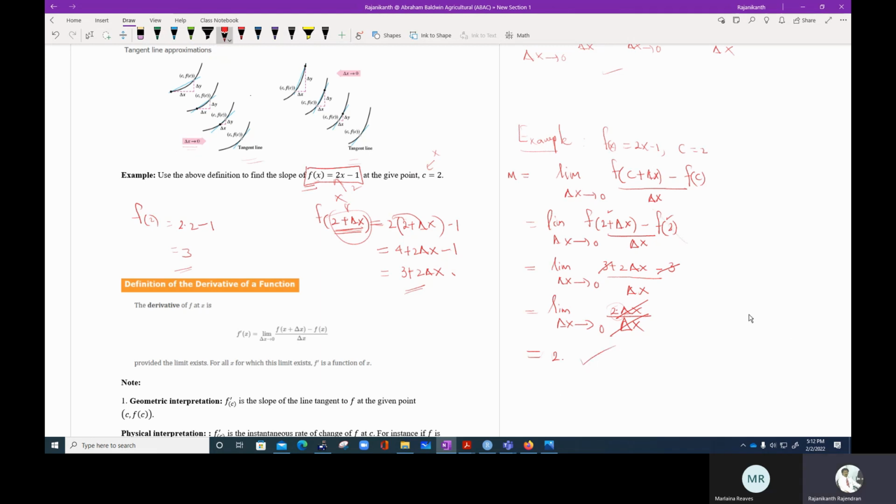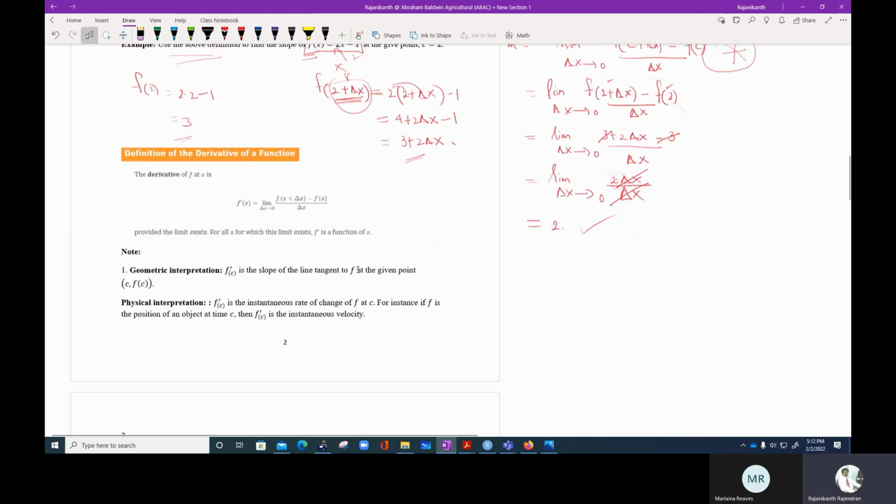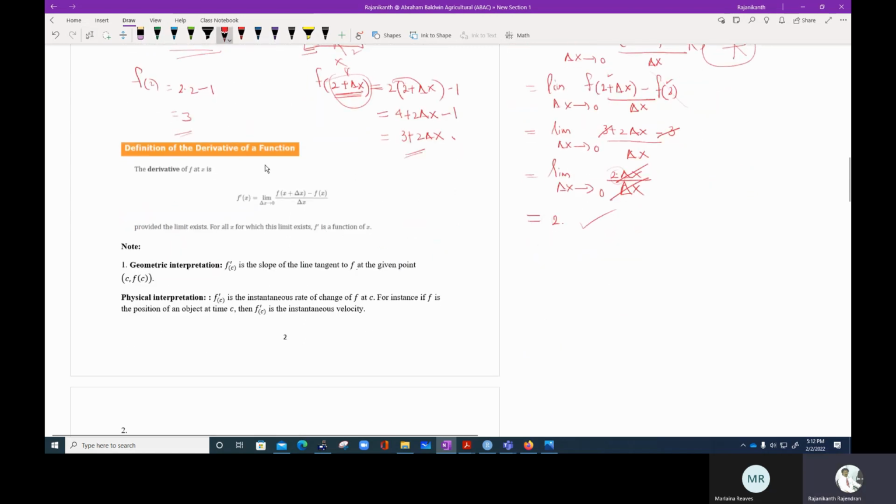Okay, correct answer. So, if you are asked to find the tangent line, or slope of the tangent line for the given function at the given point, if they ask you to use the definition, that means you have to use this definition, okay? You have to use the limit definition and find the limiting value. That is there. Now let's move on to the definition of a derivative of a function.